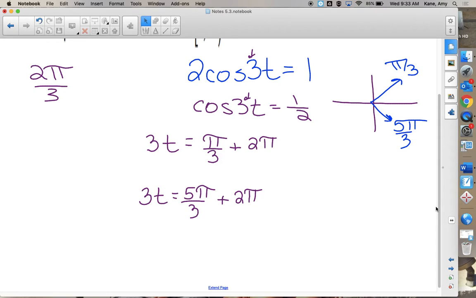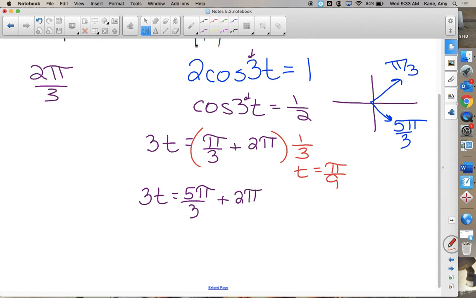3. So if I need to get the t by itself, Colin, you were saying you would divide by 3 or multiply by a third. So Colin, that changes this first number to be pi over 9. And then my period is 2 pi over 3. So the angle is actually not pi over 3, but it's going to be pi over 9. That's one answer. I need 3 of them.